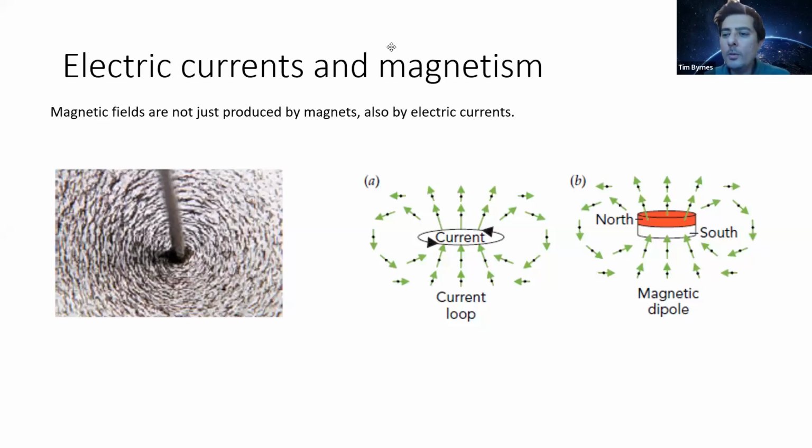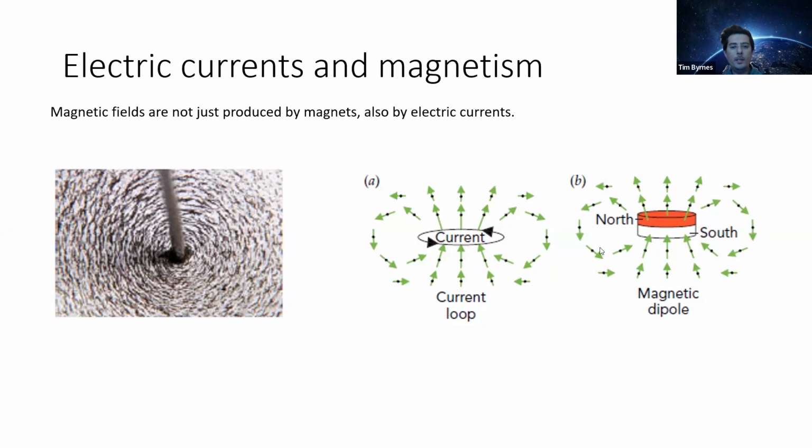Okay, so I think what we were talking about is things like how electric currents can produce magnetism. Of course, regular magnets can produce magnetism, so this is like a permanent magnet. But if you have a current flowing in a wire, this also can create a magnetic field. And you can see it in this picture with the iron filings.